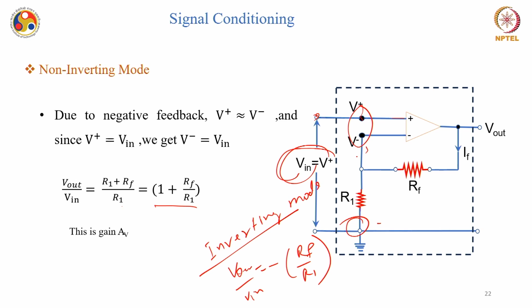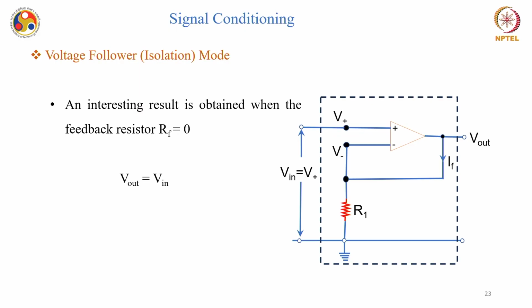So, what I have done is, right now I have utilized the two golden rules that I have seen for the op-amp, particularly in the negative feedback state, and used it when it is operating in the inverting as well as in the non-inverting mode. One important application of this kind of feedback circuitry is in the voltage follower mode, which is also known as isolation mode.